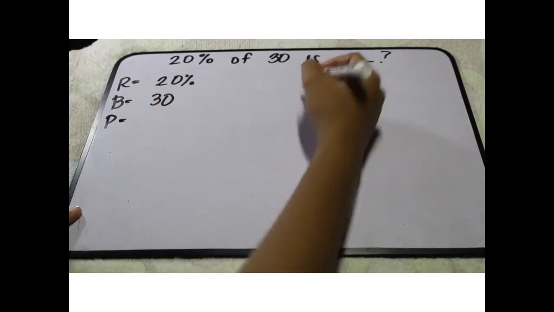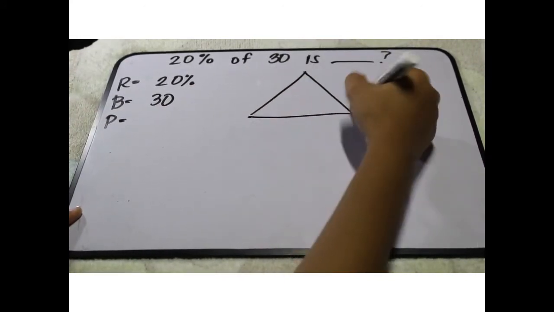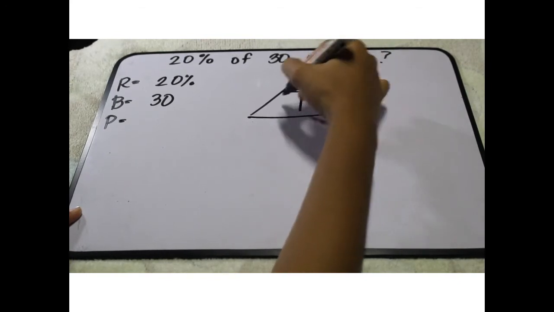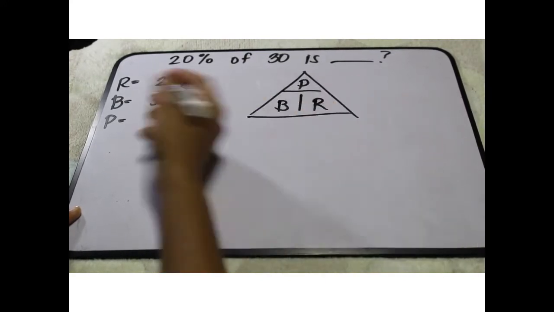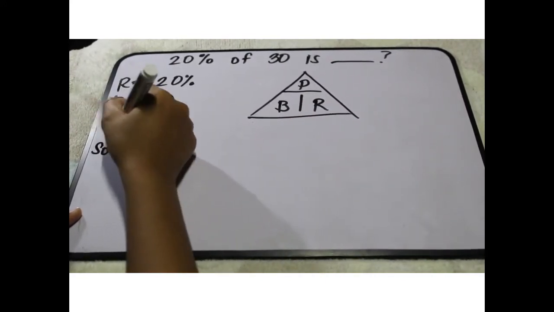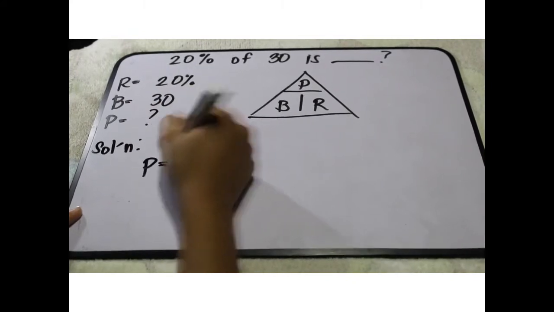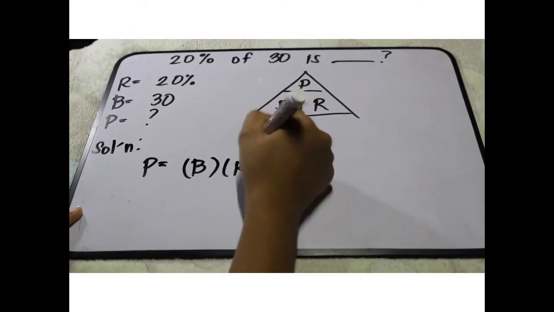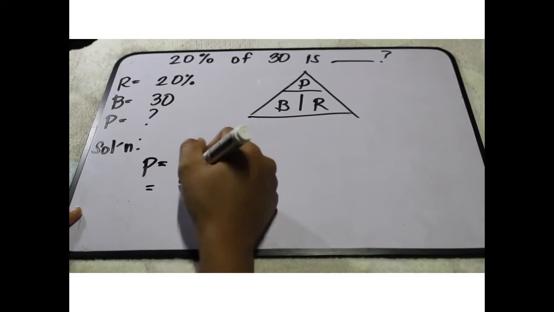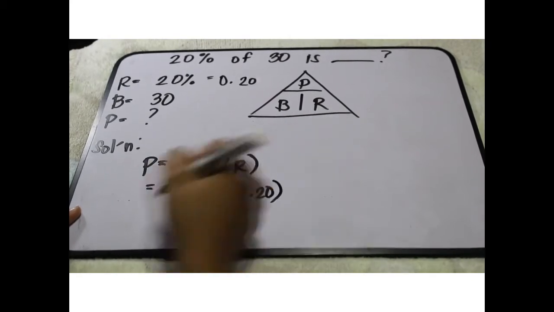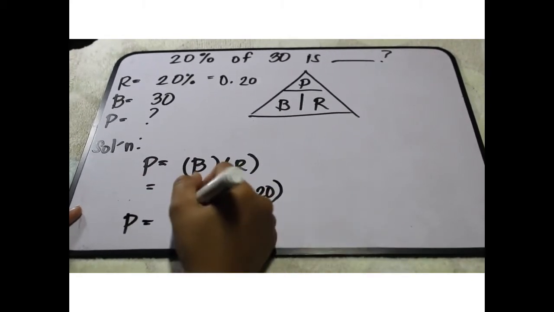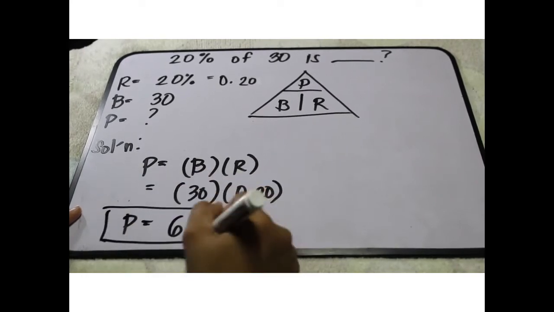To get the percentage, we will again look for our triangle formula, where P is in the upper and B and R are in the lower. Now, percentage is equal to base times rate. So for our solution, P is equal to base times rate. Substituting in our formula, we have our base is 30, multiplied by 20%, converted into decimal, we will have 0.20. So multiplying by 0.20, percentage is equal to 6. So that will be our final answer.